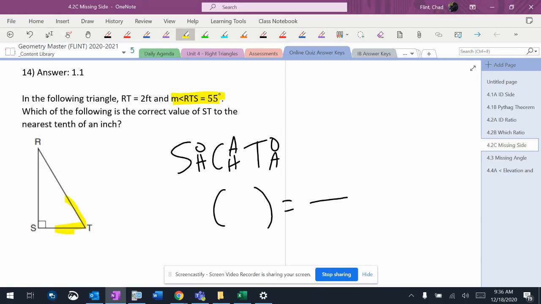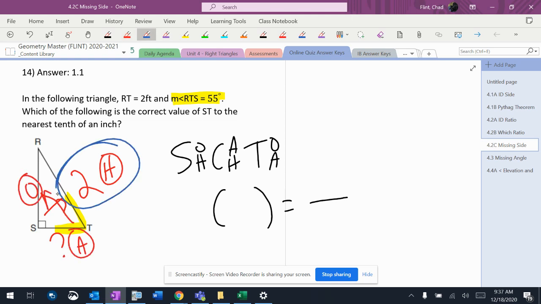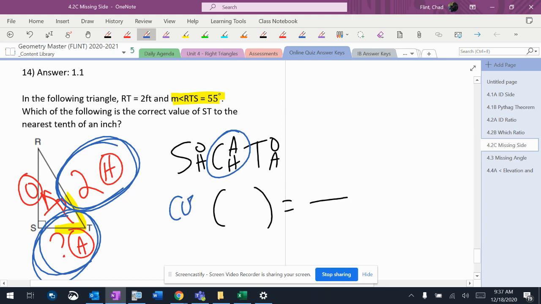Angle RTS is 55. RT is 2. We should have found this must have been a multiple choice question at some point, but I want ST. So ST is that side. So hypotenuse, opposite, adjacent. I am going to use the hypotenuse and the adjacent. So that's going to be the cosine.